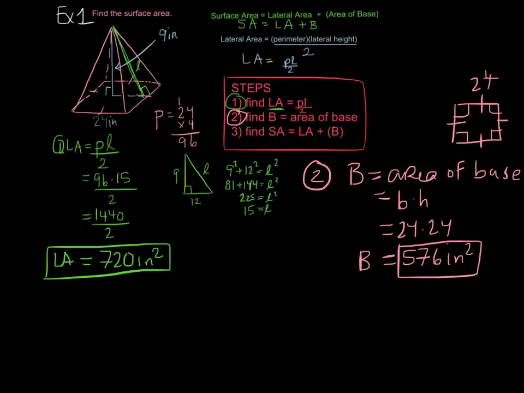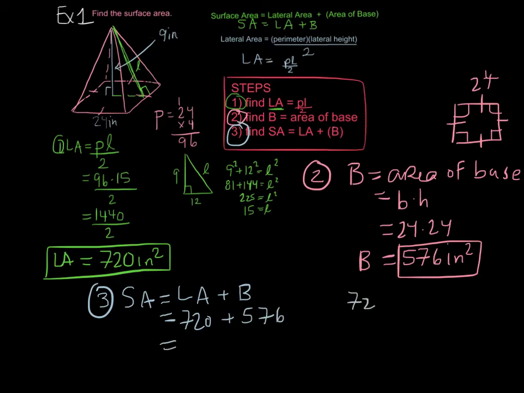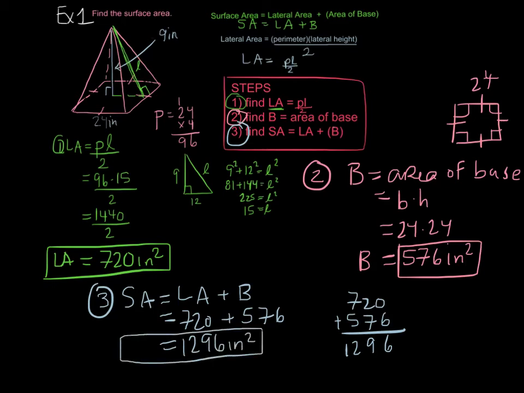So we found the area of the 4 triangles at the top. That's my lateral area. I found the area of the base. That's everything. So I'm ready for my very last step, which is the surface area. So step 3, the total surface area is just the lateral area plus the area of the base. So that's 720 plus 576. That's a 6, a 9, and a 12. 1,296 inches squared is my total surface area.